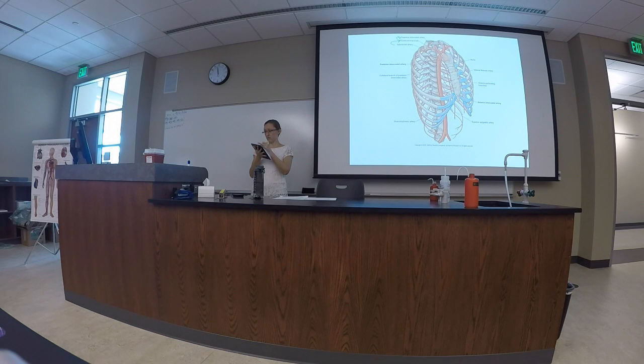So that branch is the top intercostal arteries? The top two intercostal arteries. And that would be the posterior.